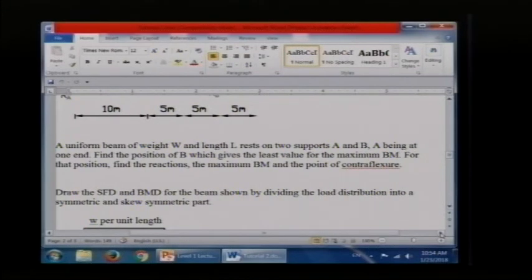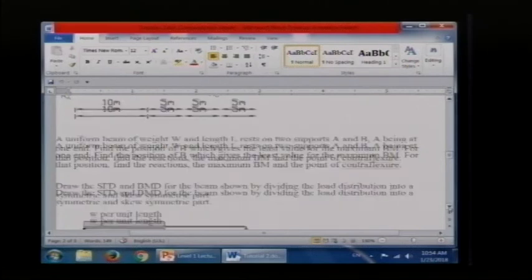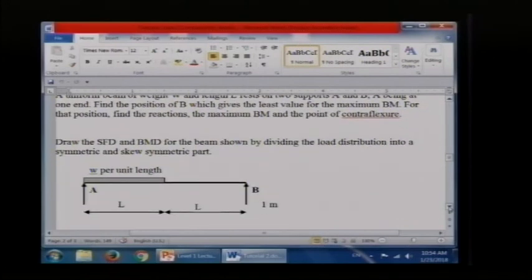Draw the shear force diagram and bending moment diagram for the beam shown by dividing the load distribution into a symmetric and skew symmetric part. Okay. Now here, this is a uniformly distributed load over half its length, right?